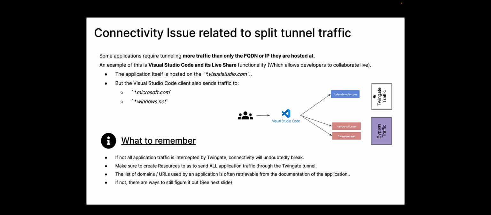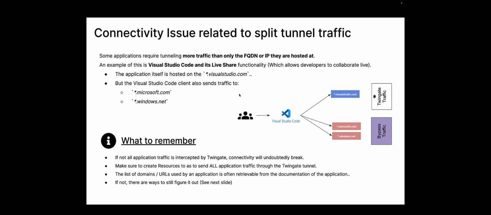In fact, Visual Studio Code has a live share functionality, which allows developers to collaborate live. But it's Microsoft, and so Microsoft owns a lot of domains, including visualstudio.com, but they delegate some of the internal processes and communication to Microsoft.com domain or Windows.net domain. When that's the case, then it means that you have to also create resources for those additional domains to make sure that all of the traffic that is required for the application to run gets intercepted by Twingate.